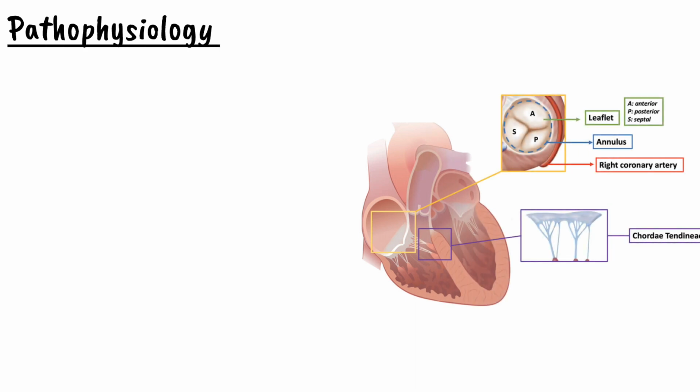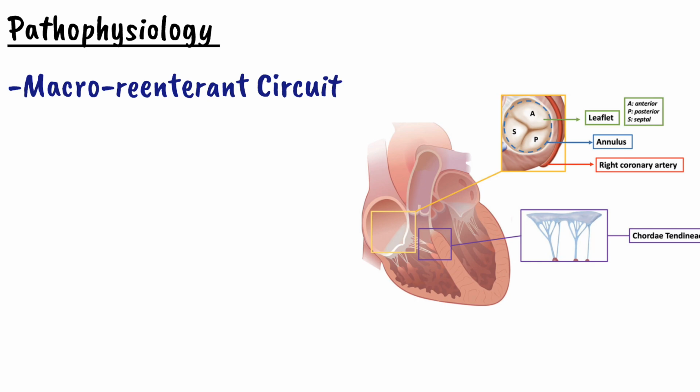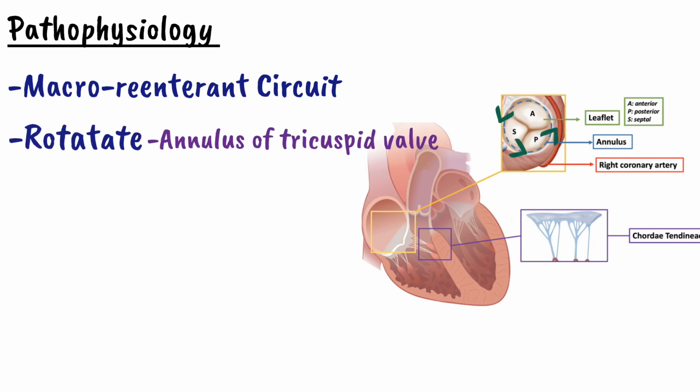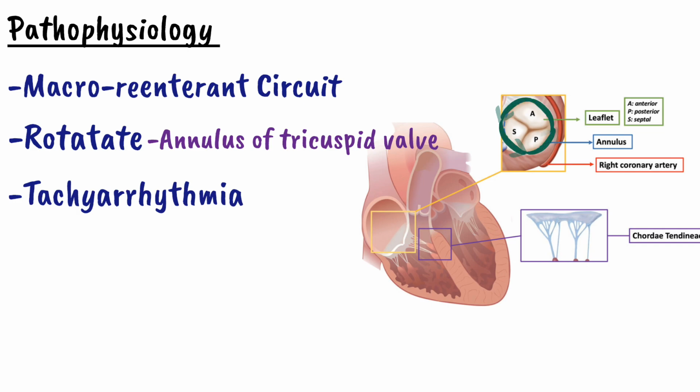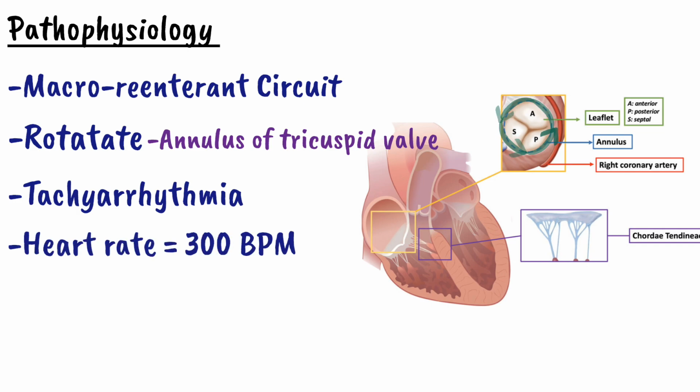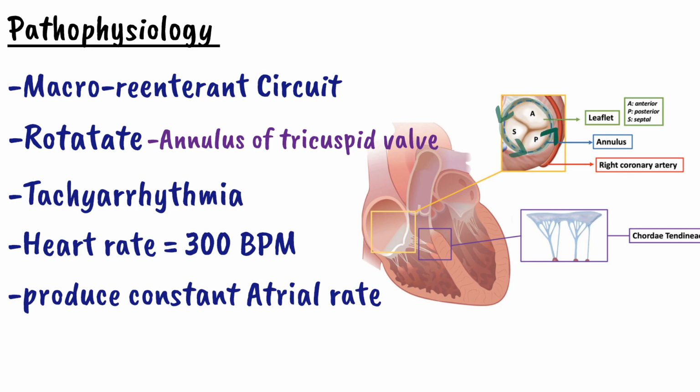So what happens in atrial flutter? In atrial flutter there is a formation of a macro reentrant circuit which rotates around the annulus of the tricuspid valve. This macro reentrant circuit will produce a tachyarrhythmia, a heart rate of about 300 beats per minute. Remember that this macro reentrant circuit is about the same size as the atrium, so it will produce a constant rate of about 300 beats per minute. So the atria will beat at a rate of about 300 beats per minute.